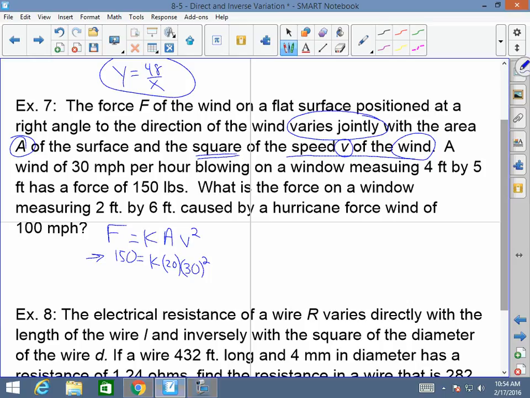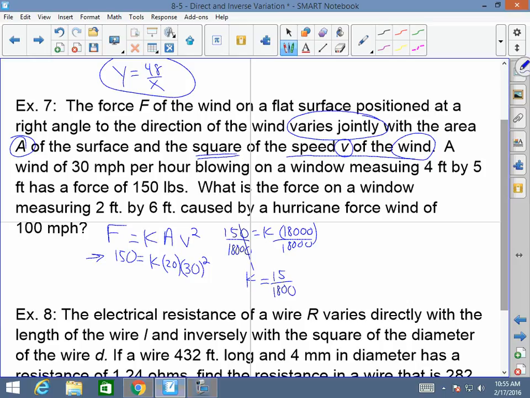Okay. So 30 squared is 900. 900 times 20 is, I think, no, 900 times 2 is 1800. This would be 18,000. So 20 times 900, let me just make sure. Yeah, that's 18,000. So I got 150 equals K times 18,000, divided by 18,000, cancels. K equals 150 over 18,000. But we know how to, or we should know how to reduce.